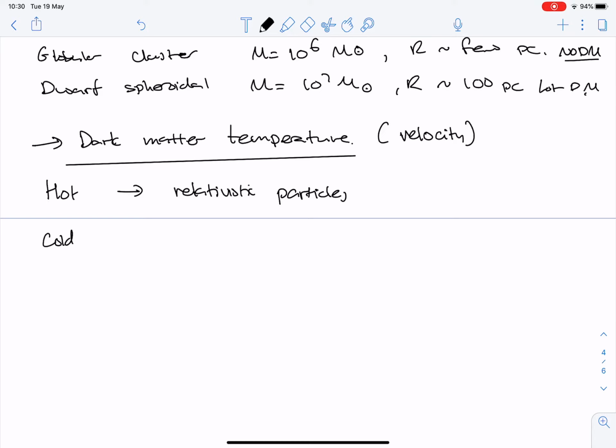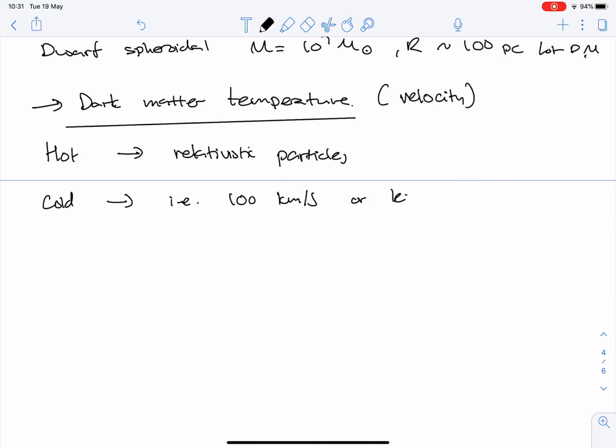It might be cold, i.e., hundreds of kilometers per second or less, or anything in between. So if you look at literature, you'll see things like warm dark matter or tepid dark matter, or all sorts of different temperatures of dark matter. And the point is that the behaviour of dark matter is different according to the temperature.